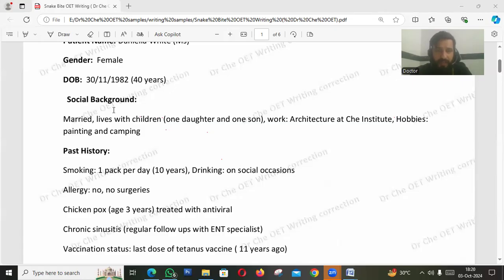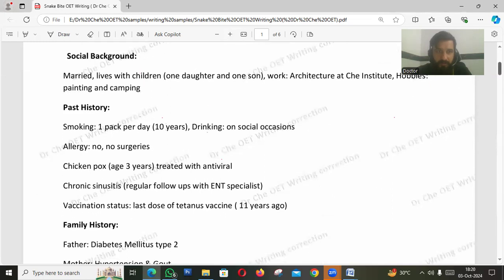This is the social background of the patient. She is married, she lives with her children, one daughter and one son, and she worked as an architect at this institute, and her hobbies are painting and camping. This is the social background of the patient.